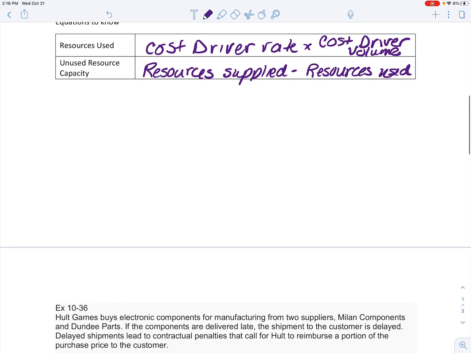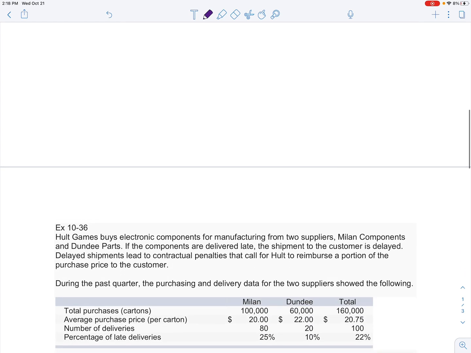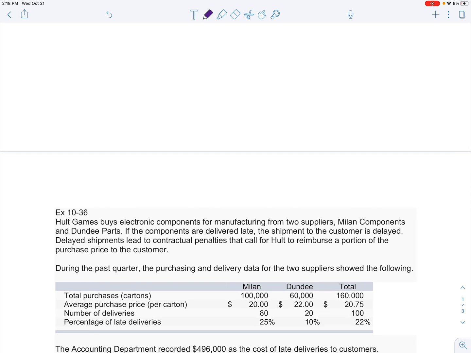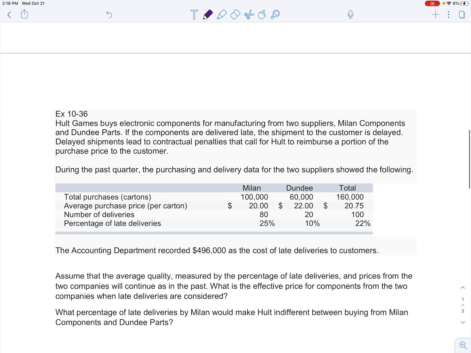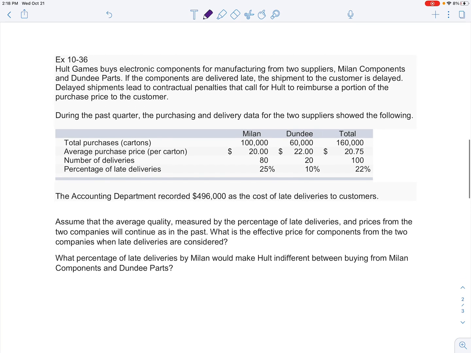Some of these concepts are a lot easier to grasp when you're working through an example. These are in your book. You can follow along and then you can try those examples in the homework example problems just to make sure you have an understanding of it. This first example is exercise 10-36 in your book, and it's going to look at if we have some late deliveries, how much is this really costing us to purchase this product.